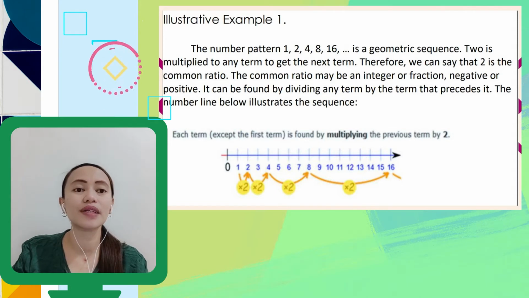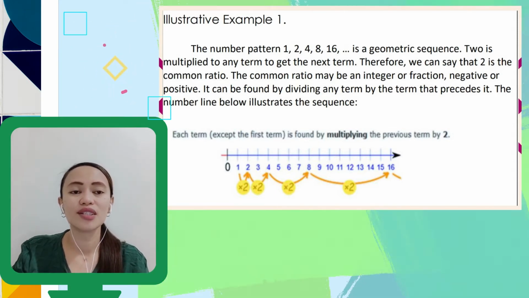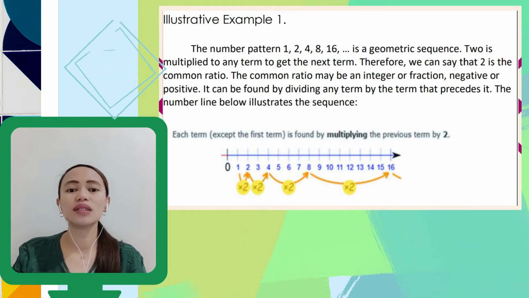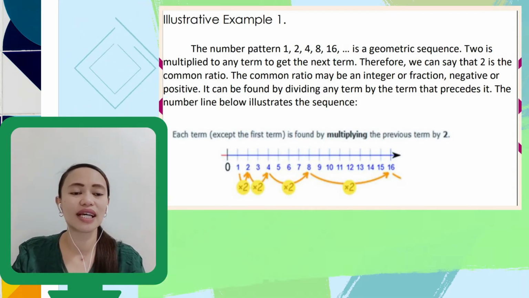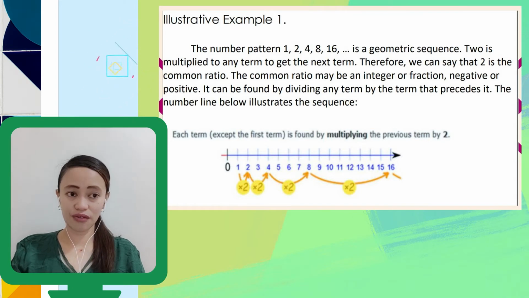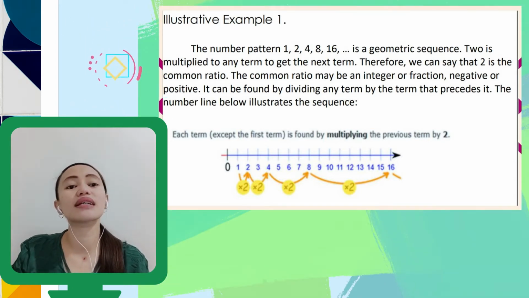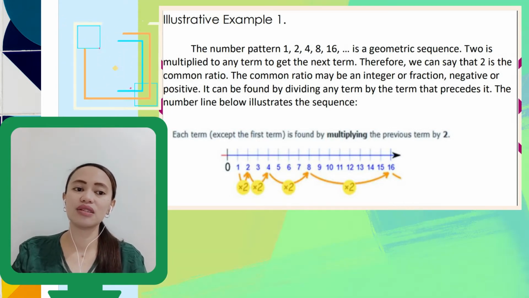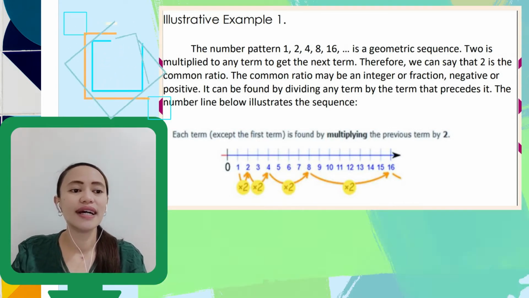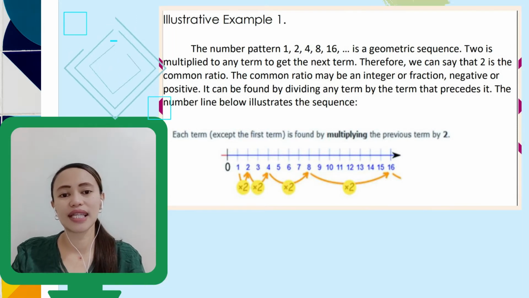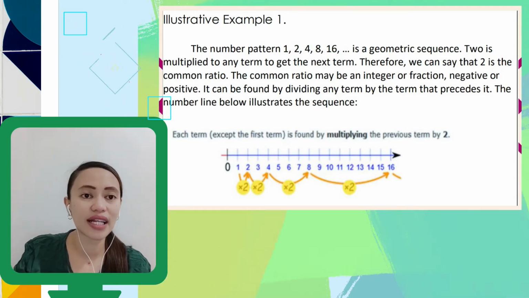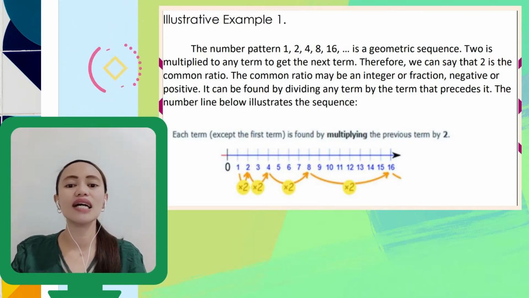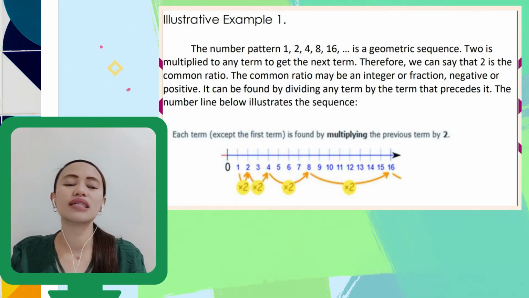The number pattern that we have in here is 1, 2, 4, 8, 16, which is a geometric sequence. 2 is multiplied to any term to get the next term. Therefore, we can say that 2 is the common ratio. The common ratio may be an integer or fraction, negative or positive. It can be found by dividing any term by the term that precedes it. And the number line below illustrates the sequence.